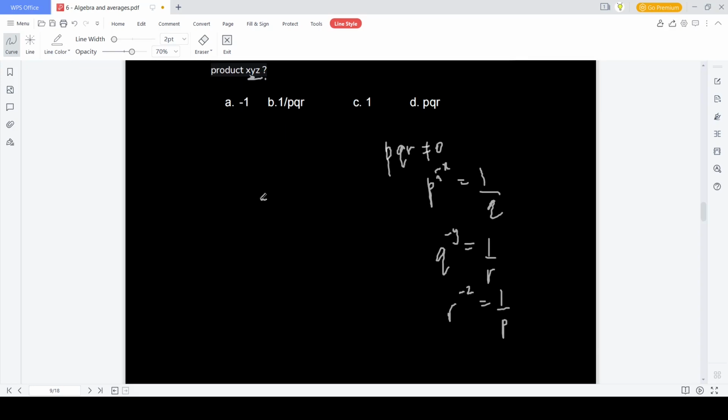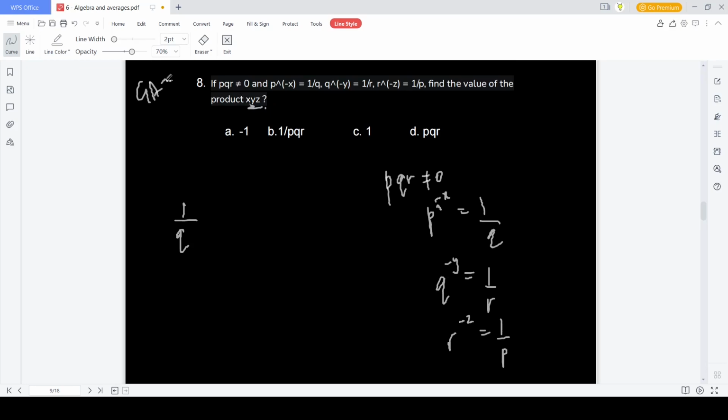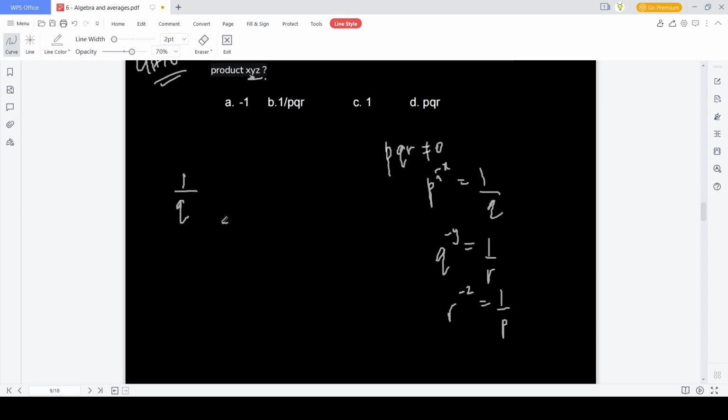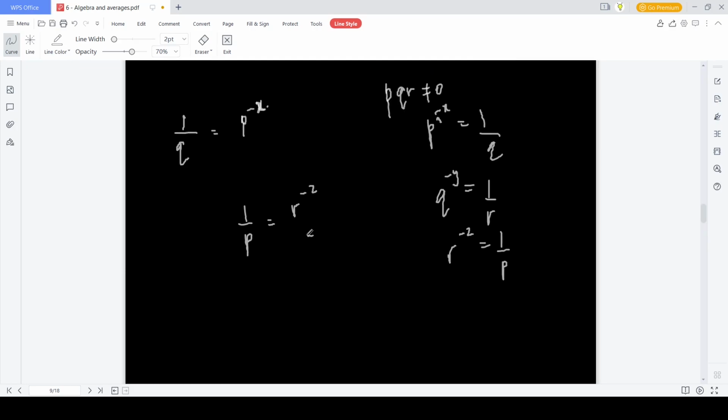To solve this, first I will write what is 1 by Q. Actually, this question had come in GATE some year, that's why it's a little bit tricky. But it's pretty simple to solve if you know the trick. So 1 by Q is equal to nothing but P to the power minus x, right? Now I can also see I have this equation: 1 by P is equal to R to the power minus Z. So I will just invert both the sides.